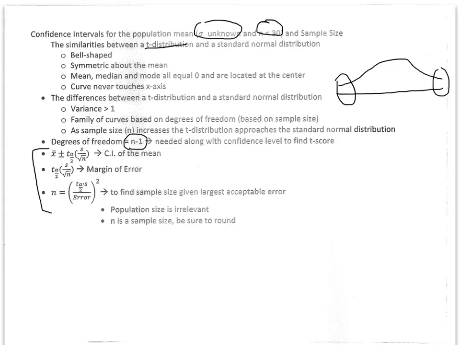With the calculator, you can't really get t quite as easily as you could get z before. So what we're going to look at in a second is the idea that there's actually a table for this. And please print out that table. It's also on the site.